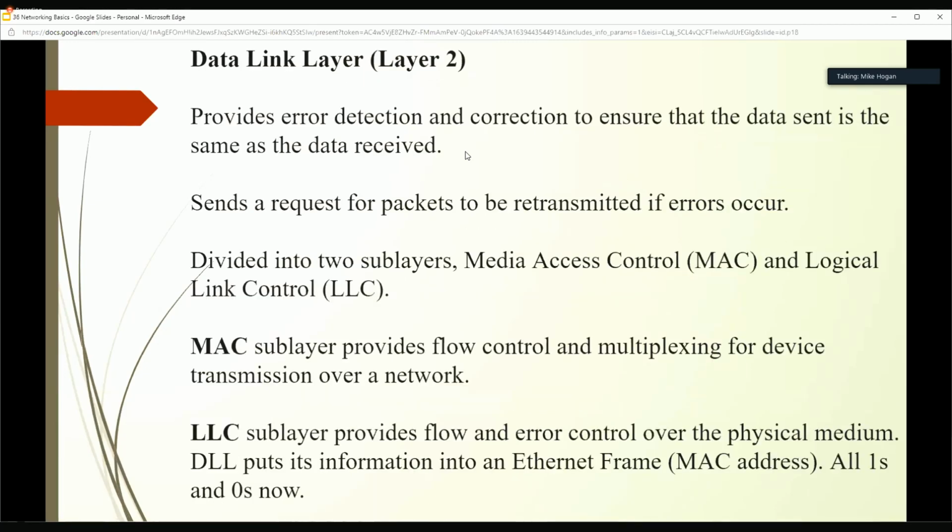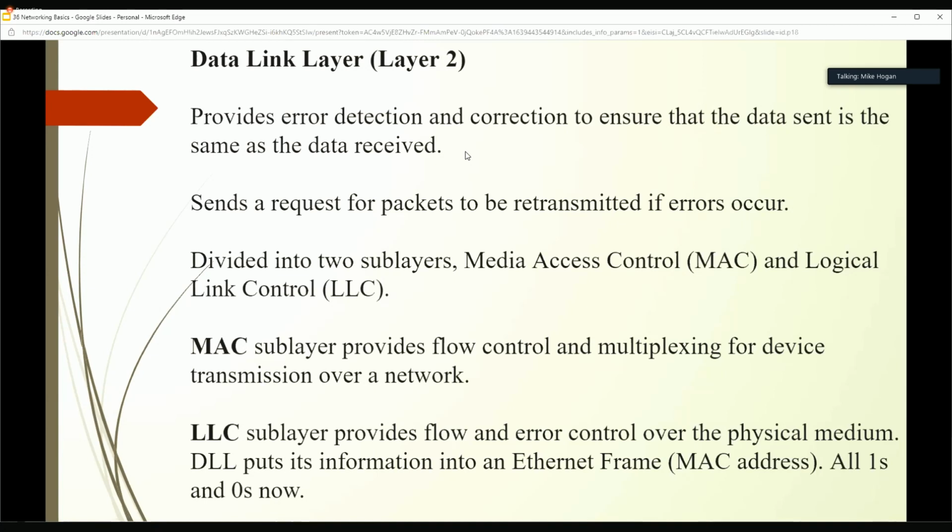The data link layer, layer two. Layer two actually has two sublayers, if you will. It's got MAC and the LLC, which is a little confusing, but they just divide that up as well. Data link layer provides error detection. Once again, some more error detection and correction to ensure the data sent is the same as the data received. We're doing that first check here. This is the first layer beyond the electrical signals on the medium. If it's, say, a cable, those electrical signals represent the ones and zeros, that information.